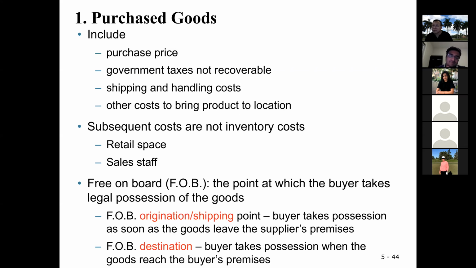Sorry, maybe it's a stupid question, but I'll ask it anyway. When it comes to shipping from overseas, is that going to be FOB destination, or which one is commonly used? I think it's a contract. It must be a contract between the buyer and the seller, because the question is who's going to bear the risk when the goods are in transit.